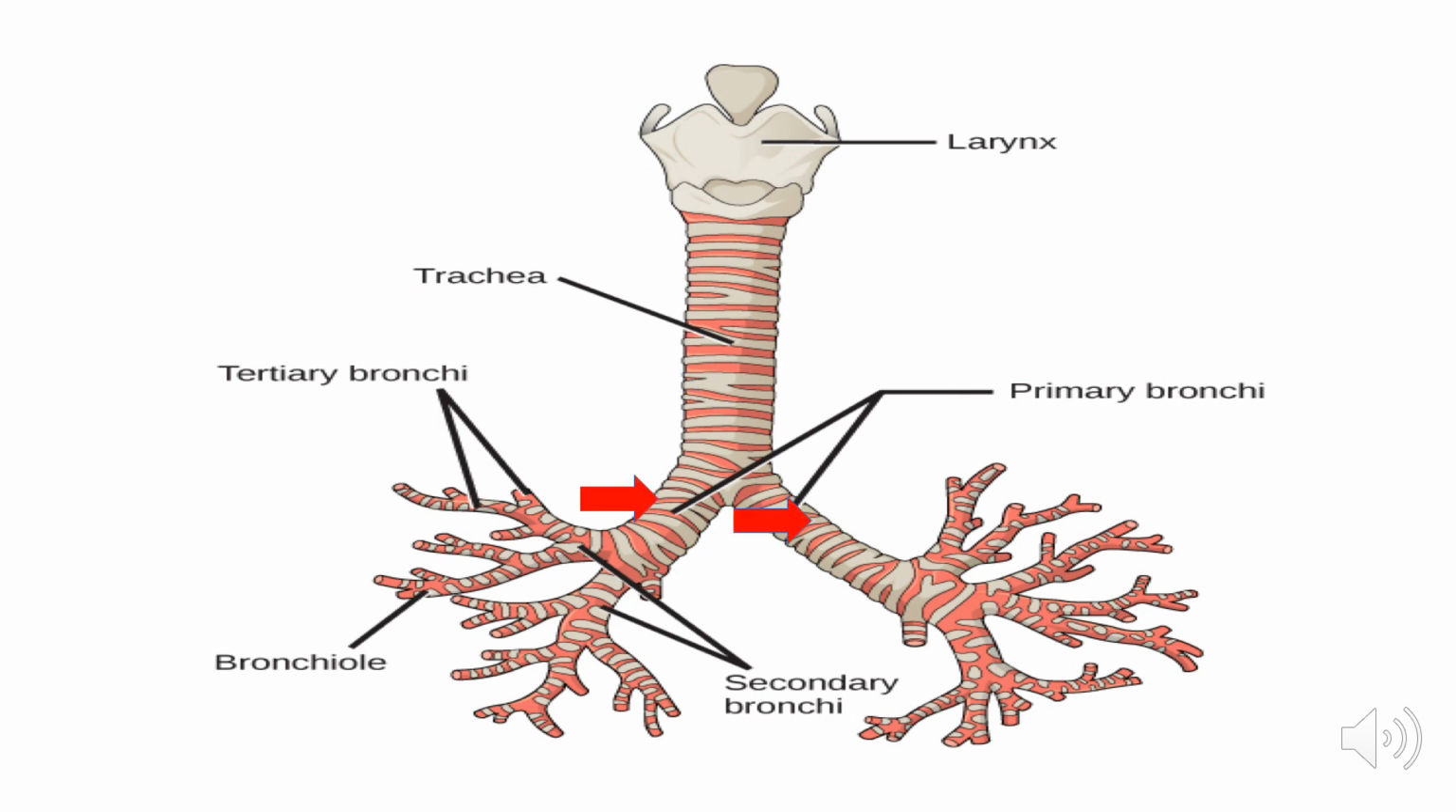And as soon as these two primary bronchi enter the lung tissue, they will form branches, and these branches will be called the secondary bronchi. The branches of the secondary bronchi will be referred to as the tertiary bronchi.